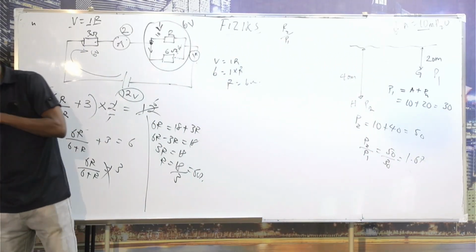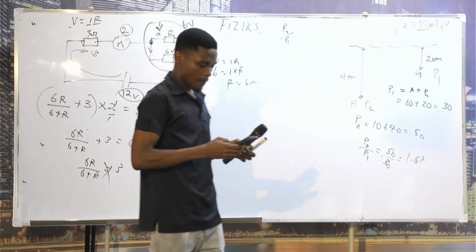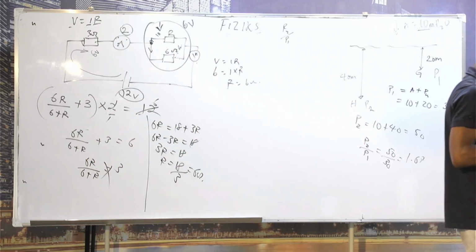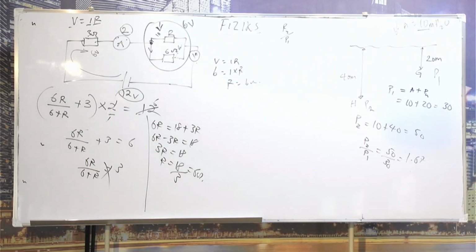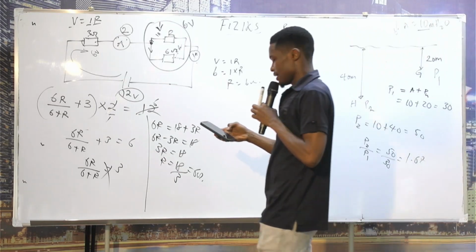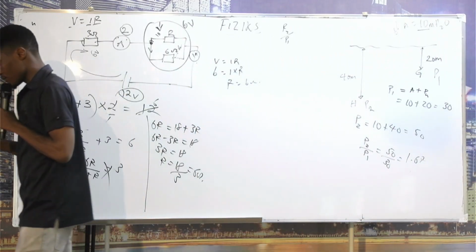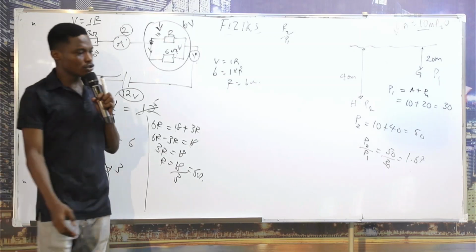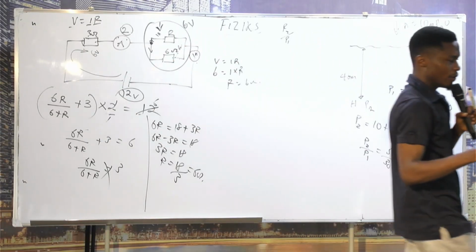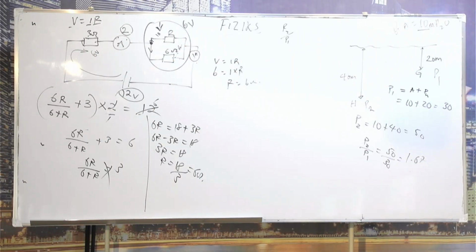Let's continue. Which of the following instruments consumes the highest current? Okay, there was a table. I think they did not show it. I think that table should be in paper one. Do we have paper one? Anybody with paper one?